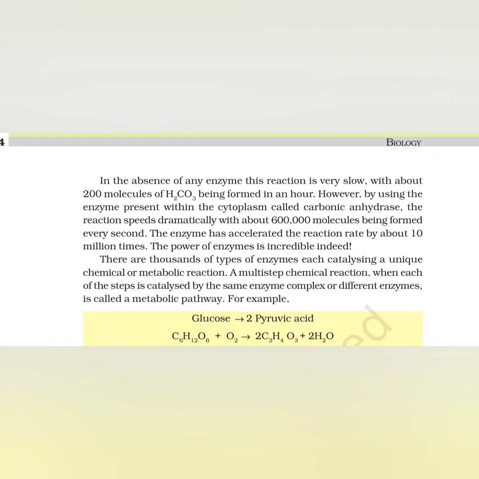In the absence of any enzyme, this reaction is very slow, with about 200 molecules of carbonic acid being formed in an hour. However, by using the enzyme present within the cytoplasm called carbonic anhydrase, the reaction speeds up dramatically, with about 6 lakh molecules being formed every second. The enzyme has accelerated the reaction rate by about 10 million times. The power of enzymes is incredible indeed.